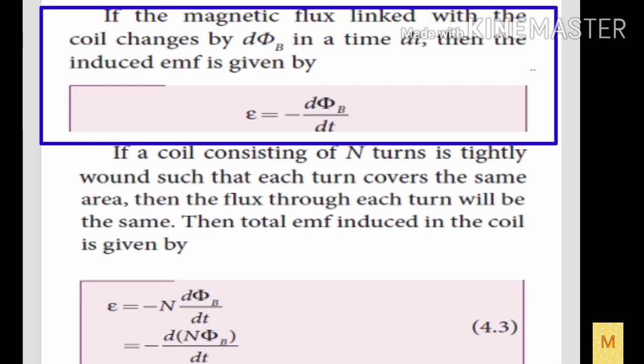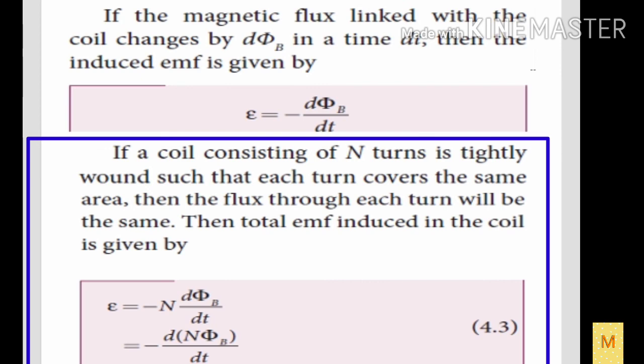If the magnetic flux linked with the coil changes by dΦB in a time dt, then the induced EMF can be written as ε = −dΦB/dt. If a coil consisting of N number of turns is tightly wound such that each turn covers the same area, then the flux through each turn will be the same. Then the total EMF induced in the coil can be written as ε = −N dΦB/dt, which can be written as −d(NΦB)/dt.